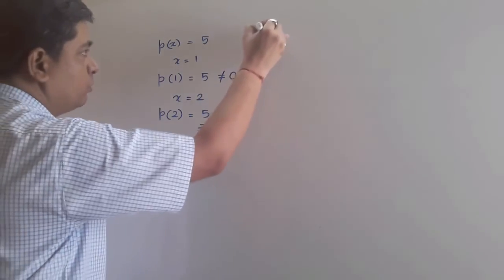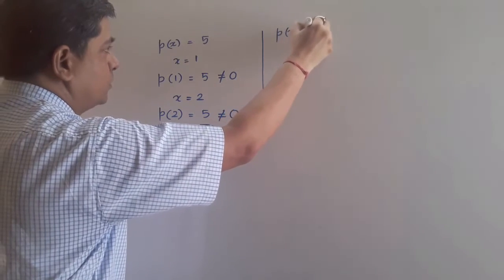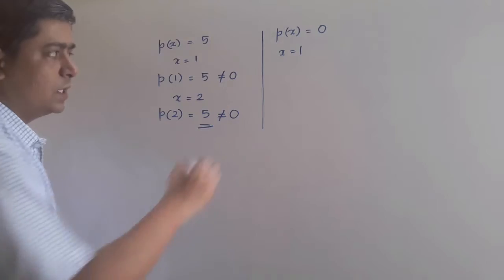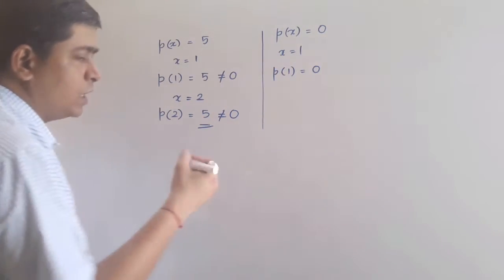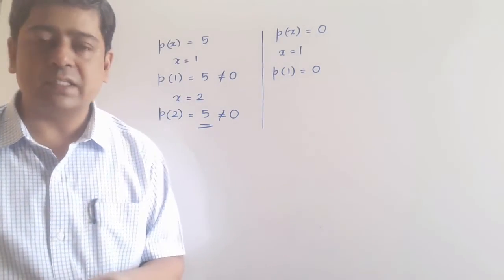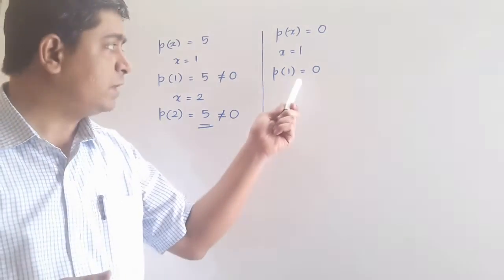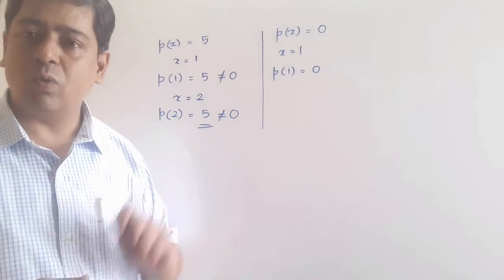While for the zero polynomial, suppose I take p of x is equal to 0. Now if I ask you to put the value of x equal to 1, what is the value of p of 1? P of 1 will be equal to 0, and we got the value of the polynomial as 0. So we can say that 1 is a zero of the polynomial because the value of the polynomial is coming 0 at x equal to 1.